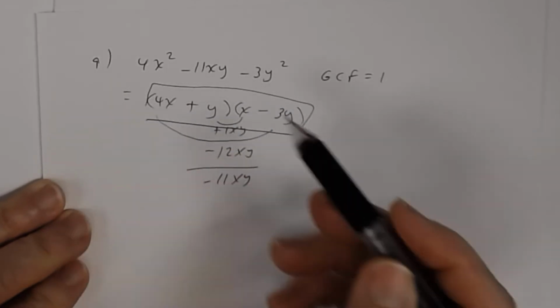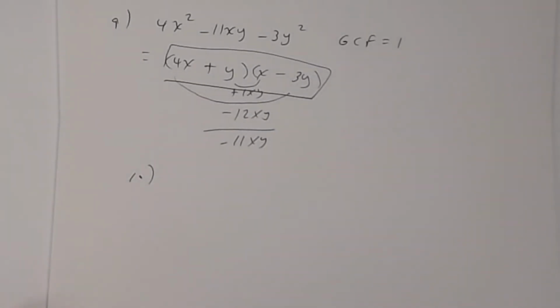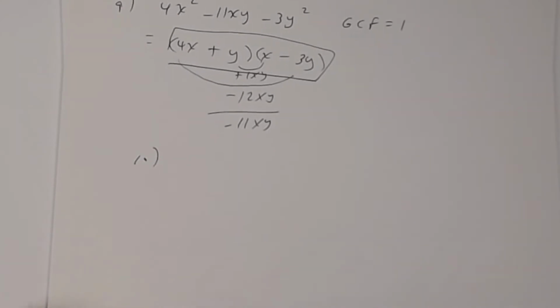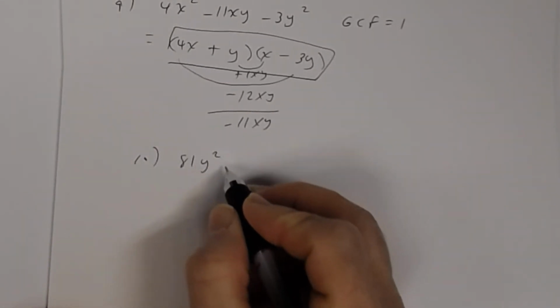All right, number 10. Number 10, we have 81y squared minus 49.